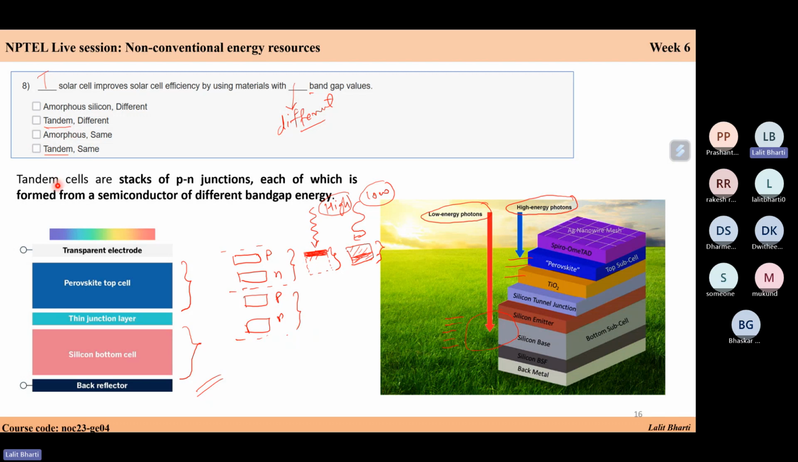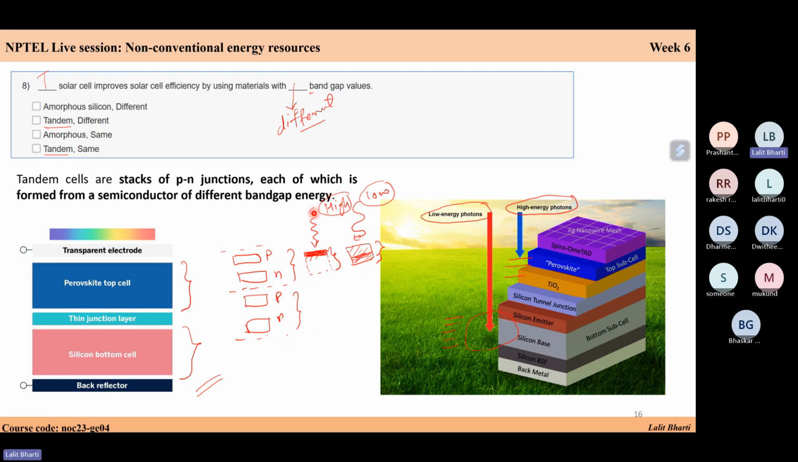So first we need to understand what a tandem solar cell is. Basically, tandem means multiple layers of solar cells. So this is solar cell one, and this is solar cell two. Why are we using different solar cells? We can use only a single solar cell or a single junction solar cell. But what happens when sunlight falls on the solar cell? Different wavelengths have different depths of penetration through the solar cell.